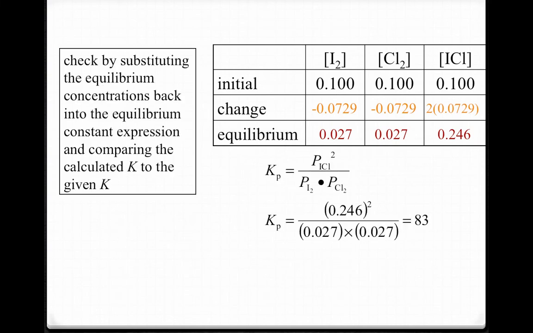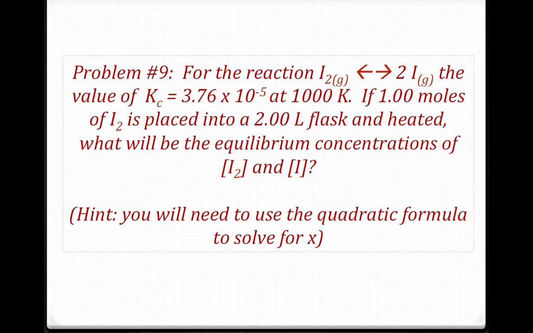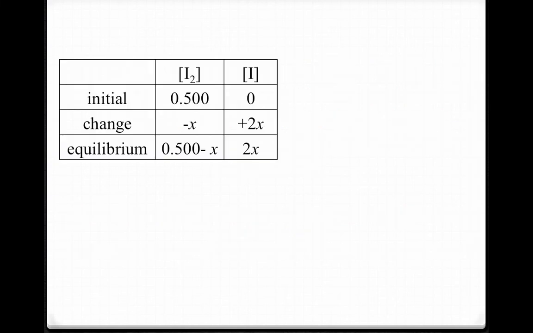You can just kind of circle them on your paper, but you've got to make sure that you're fulfilling the problem. The problem may not be asking you for X, it may be asking you for concentrations. And then here you're going to check your work by using those numbers to solve for Kp, and you see that your answer is correct.